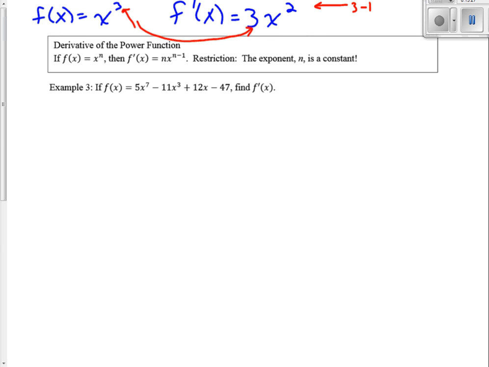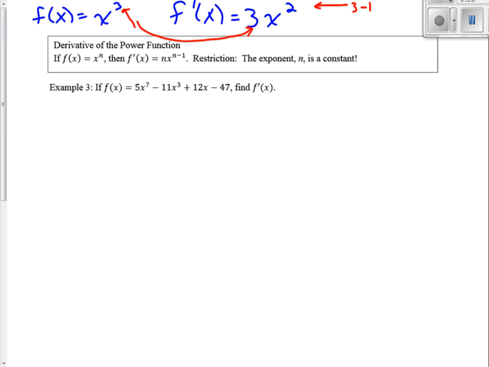So if you look in the box where it says derivative of the power function, that's a mathematical way to state what we just did. If I have x raised to a power, the derivative is going to be that power times x raised to 1 less than the power. However, the exponent has to be a constant. This does not work if I have 2 raised to the x, because x is a variable and I cannot have the exponent being variable. It must be constant.